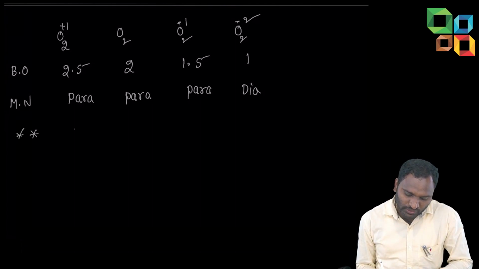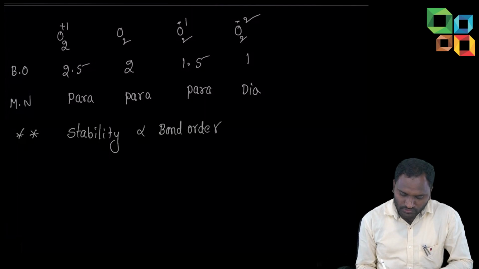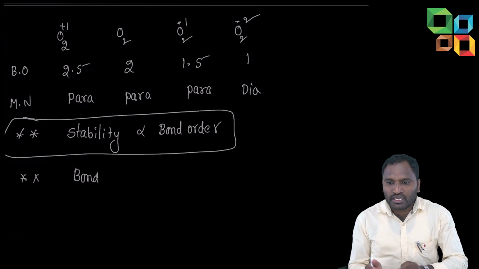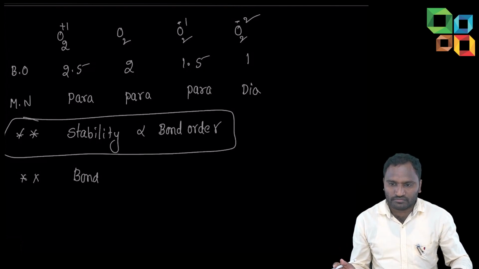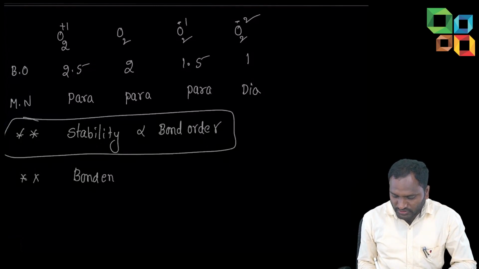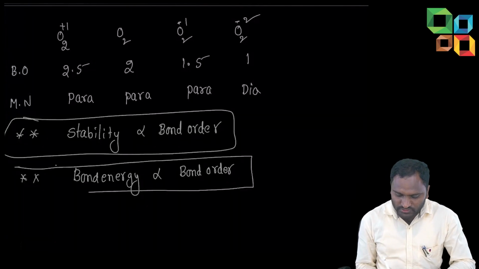Next, one more point, students. If they ask which is stable, stability is directly proportional to bond order. One more point, note all these down. Bond energy, bond dissociation energy: bond dissociation energy means energy required to break the bond between atoms. Bond energy is directly proportional to bond order. If the number of bonds increases, the amount of energy required to break also increases.